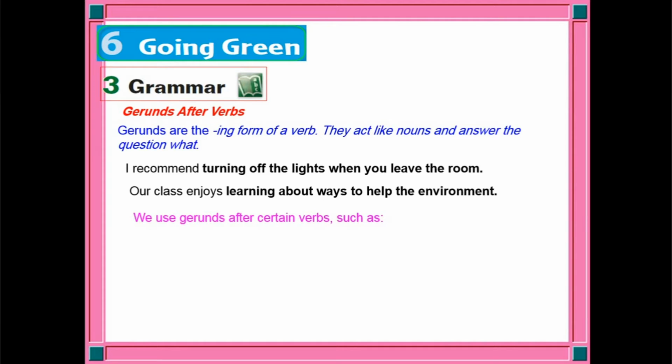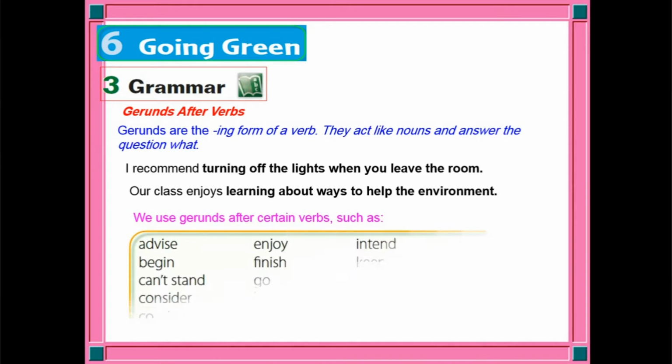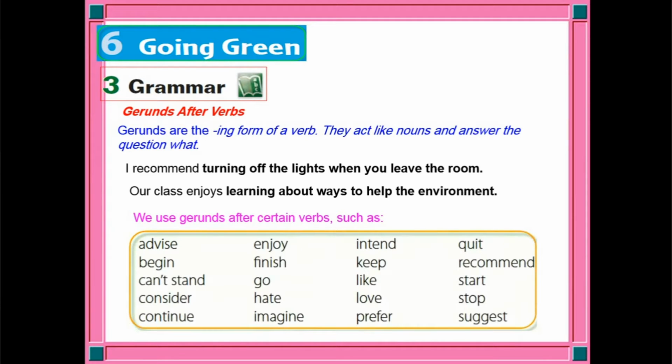الجيرند ده يا شباب بيجي بعد أفعال معينة زي إيه؟ Such as advise, begin, can't stand, consider, continue, enjoy, زي ما قلنا enjoy learning, finish watching, go shopping, hate eating, imagine traveling, intend, keep, like, love, prefer, quit, recommend, start, stop, suggest. كل الأفعال دي يا شباب we use the gerund after them. We use the gerund after these verbs. بنستخدمها بعد إيه؟ الأفعال دي يا شباب.